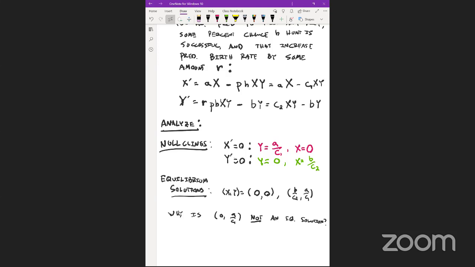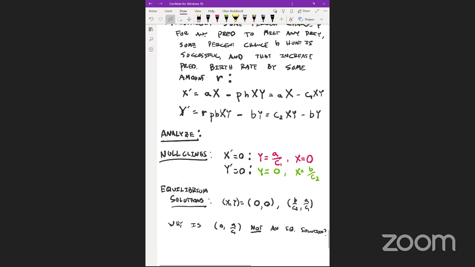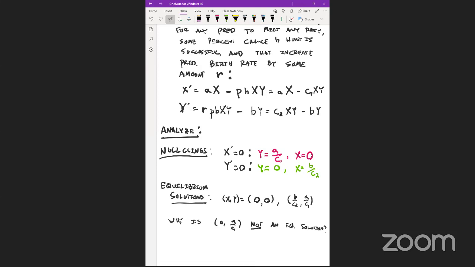What do you think? Any guesses? Does anyone remember? I mentioned it before. And this is a really common point of confusion. So if you don't immediately see it, it's all right. Exactly. So y prime is not equal to 0, right?